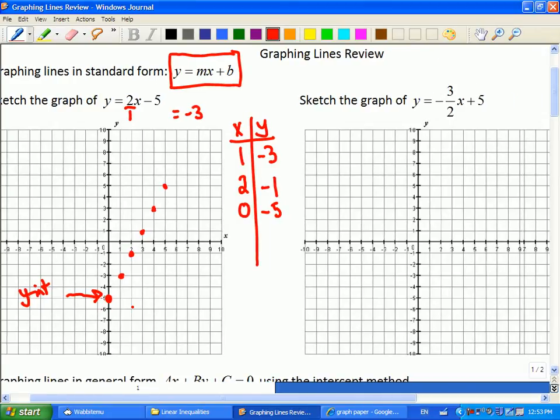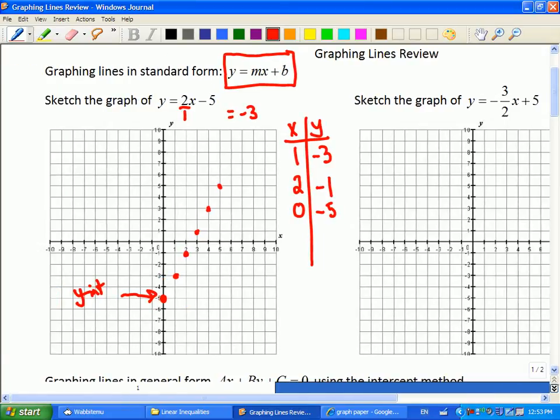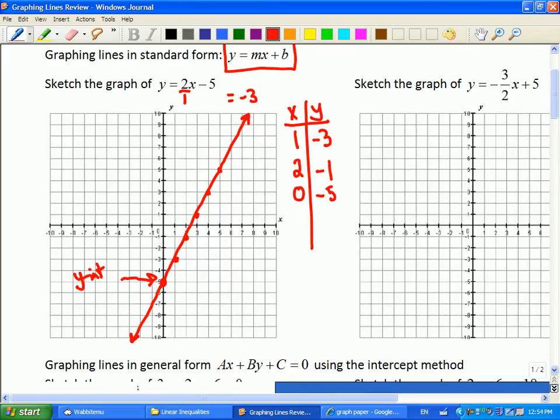And I'm always the first guy to admit my artistic skills are pretty bad, but that's pretty good. That's actually really good. That may be the best line I've ever drawn. Good job.